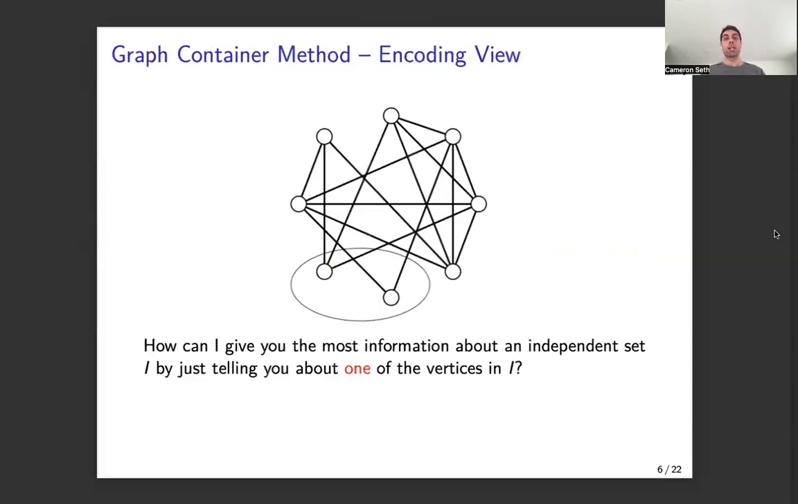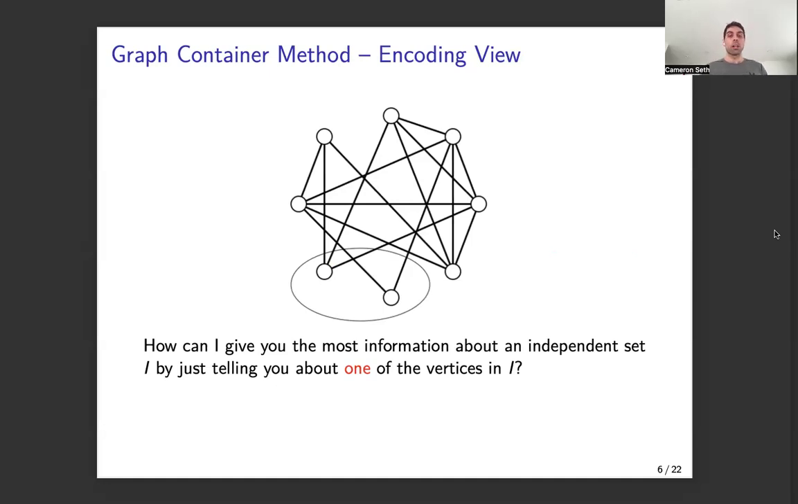And I think the best way to describe this is through a game. Suppose there's this graph and I have this independent set in the graph, which I've circled here at the bottom. But you don't know what this independent set is. Suppose I want to tell you the most I can about my independent set by only telling you one of my vertices. So I don't have time to tell you both of my vertices. I can only tell you one, and I want to tell you as much information as I can. What can I do?